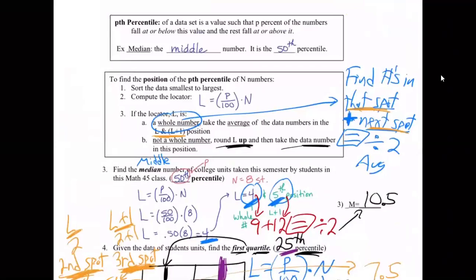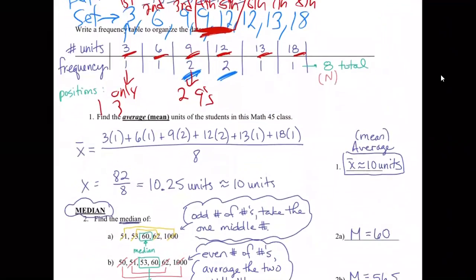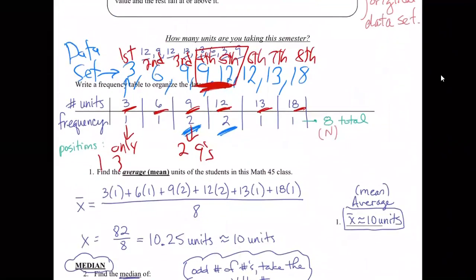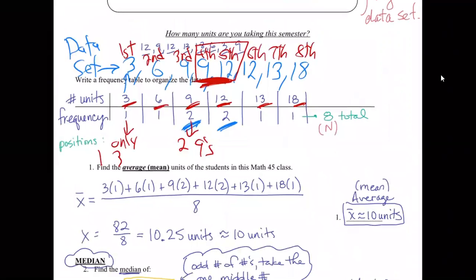Let's see what we get. So I'm going to go back to the data set here. Grab the numbers in the 6th and 7th spots. 12 and 13. They are, right? The 12 and the 13? We good? This is the data set. These are the 8 numbers. The 6th and 7th numbers are 12 and 13. That's what the formula told us.